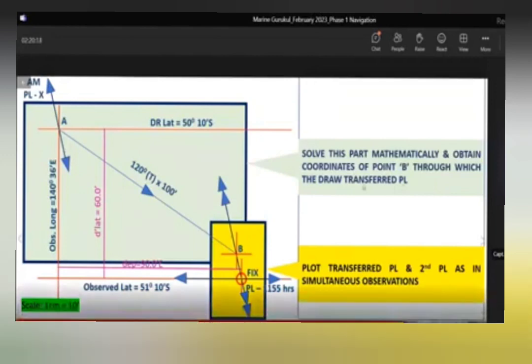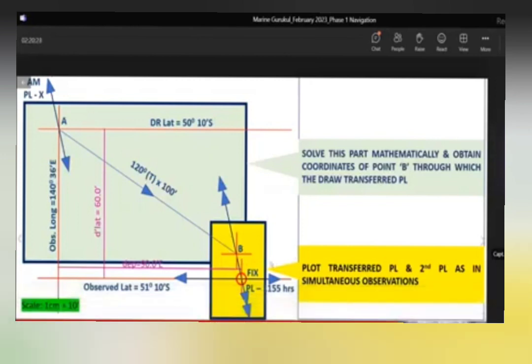So let me show you the calculation now. We have seen the green color part. We will be doing it by plane and parallel sailing. And the yellow color part we will be plotting on the diagram. So let us work out the green part by calculation and see.